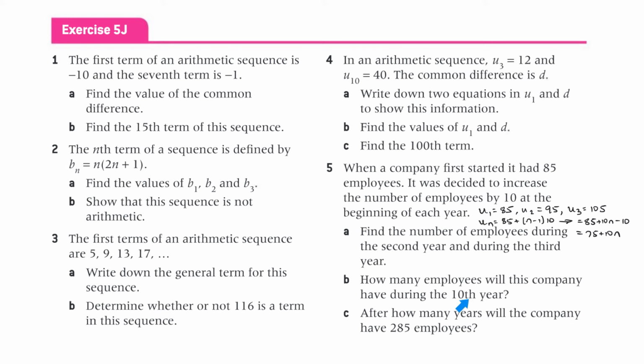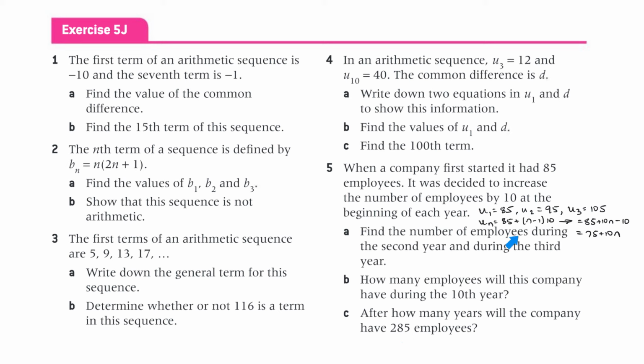So if we wanted to know for the 10th year, we just put U10 equals 75 plus 10 times 10, and that's 175. So B is easy now because we've got the nth term formula here, which is Un equals 75 plus 10n. So you just substitute 10 in, right? So that's easy. C, after how many years will the company have 285 employees?